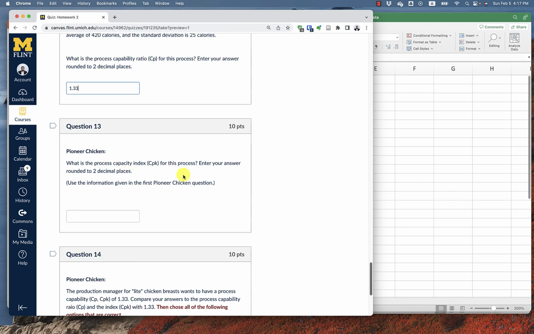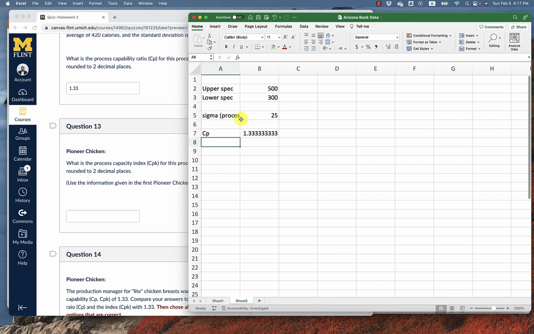Now we have to find CPK, the process capability index. So now we need the Xbar of the process, which is the center of the process, 420. This is the average value for the process output, long run average, center of process. It's called all these different terms. Basically, on average, what does the process produce? On average, this process produces chicken breasts or pieces which are packed to be sold, which have 420 calories on average. So that's what it produces on average.